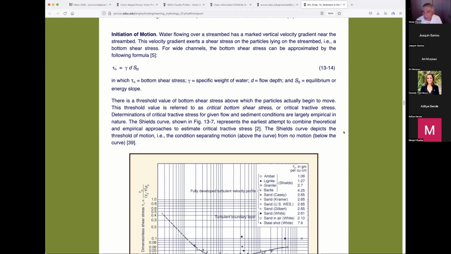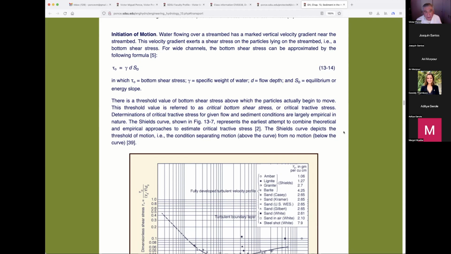So the easiest calculation of sediment would be when it is under steady conditions, meaning the amount of sediment going into the control volume is the same as the amount going out. Questions?